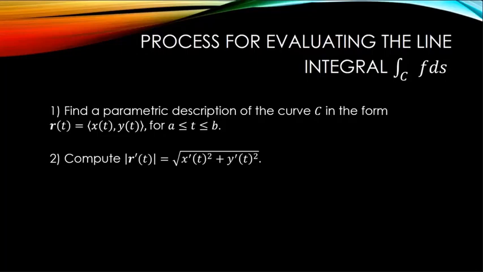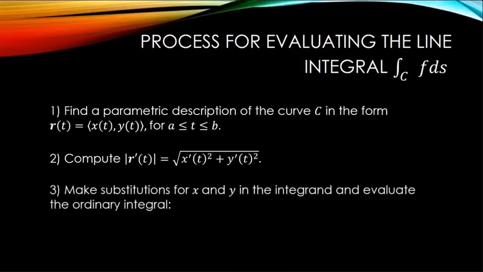This is equal to the square root of the quantity x prime of t squared plus y prime of t squared. Now I want to make substitutions for x and y in the integrand in terms of my parameter t, which will allow me to evaluate an ordinary integral, so that my integral over C of f ds is equal to the integral from a to b of f of x of t, y of t times the magnitude of the derivative of r of t dt.